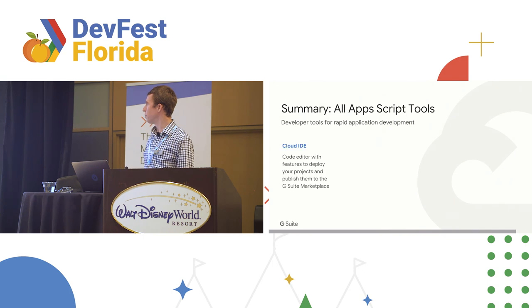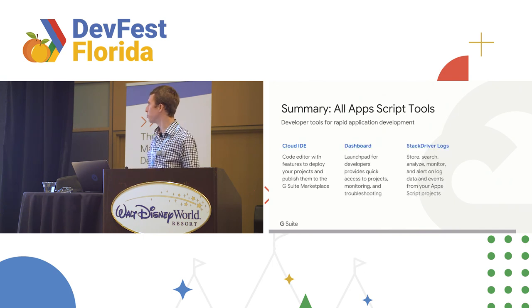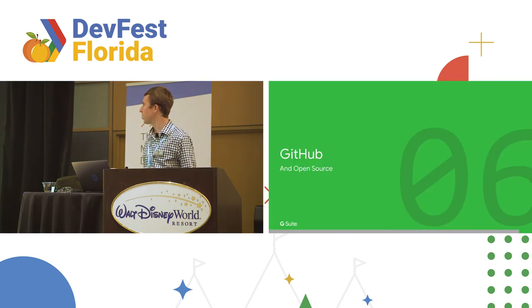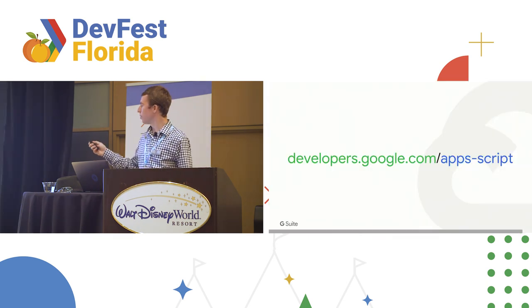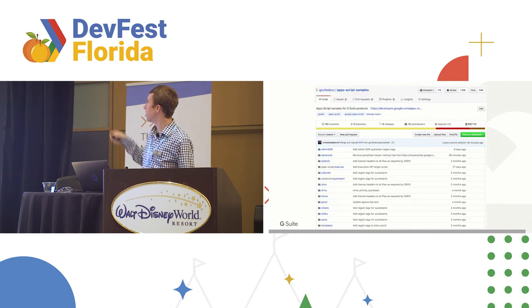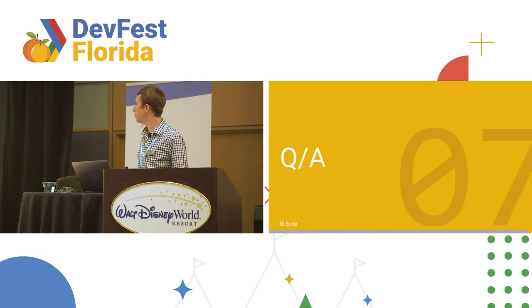So in summary, there's a bunch of tools. There's a Cloud IDE, there's a dashboard, Stackdriver logs, and there's this API and CLI, clasp. I won't go into it, but there's a lot of open source you can leverage. Just go to developer.google.com/appscript, or just search on GitHub. We have hundreds of samples on GitHub as well.